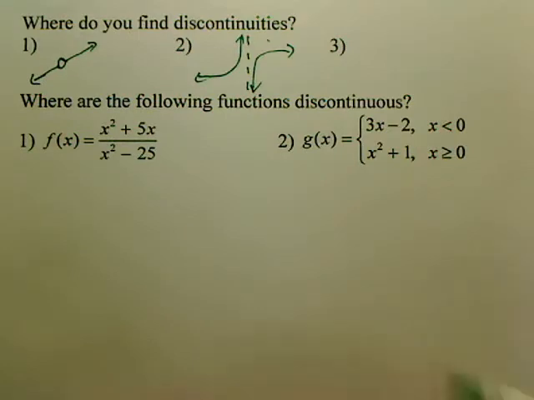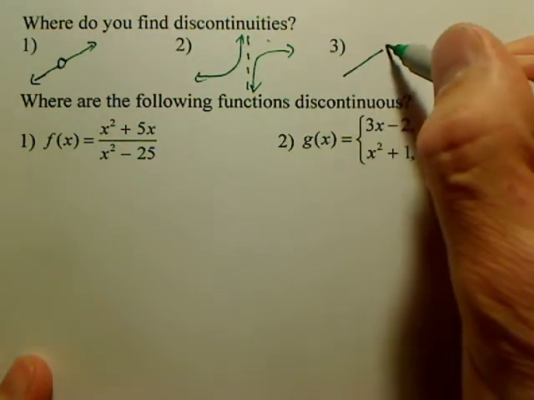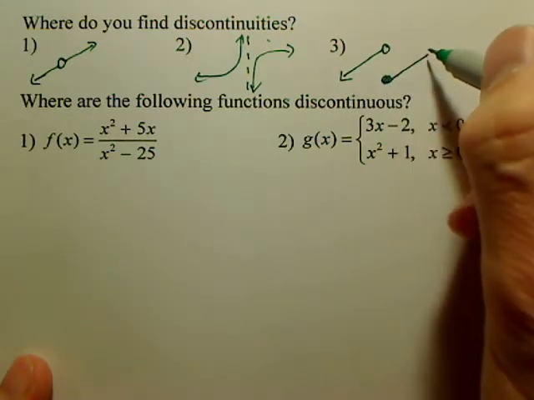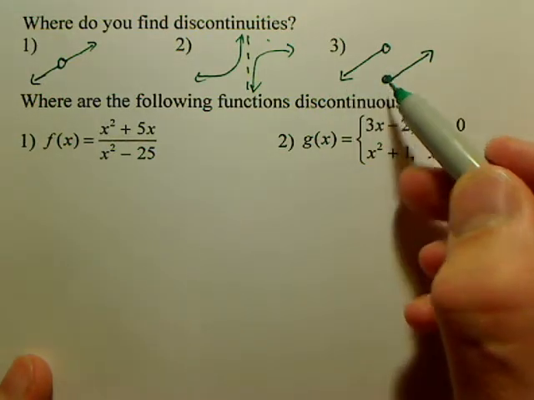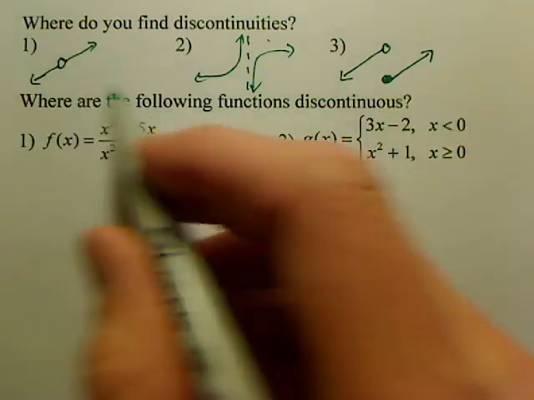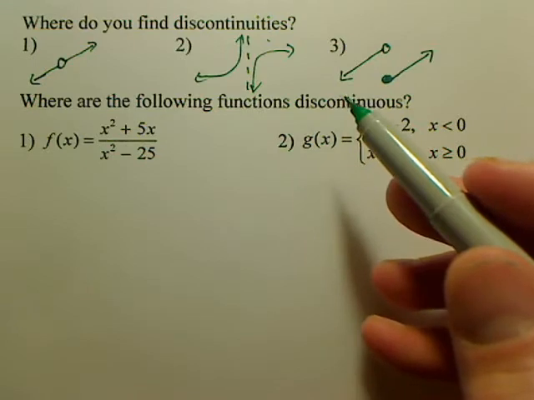Alright? And the last most common we're going to talk about is this kind, where you have a break. And these usually come from piecewise functions. It's usually where you have a break, so you have to go like this, and you have to jump down here and continue it. So you had to pick up your pen to do that. Those are the 3 most common discontinuities, or places where your graph is not continuous.